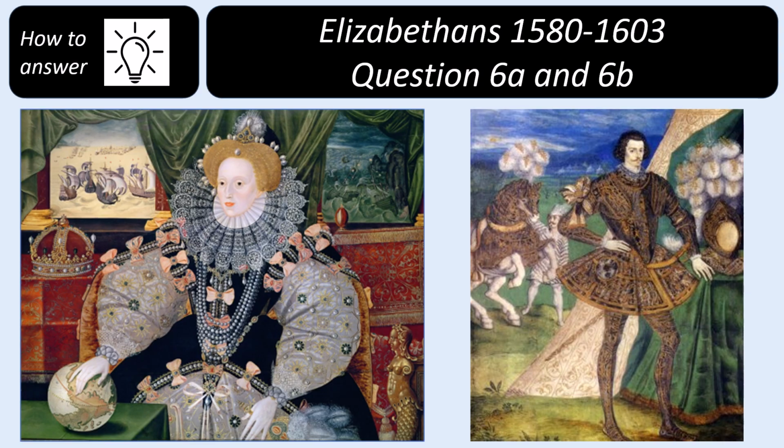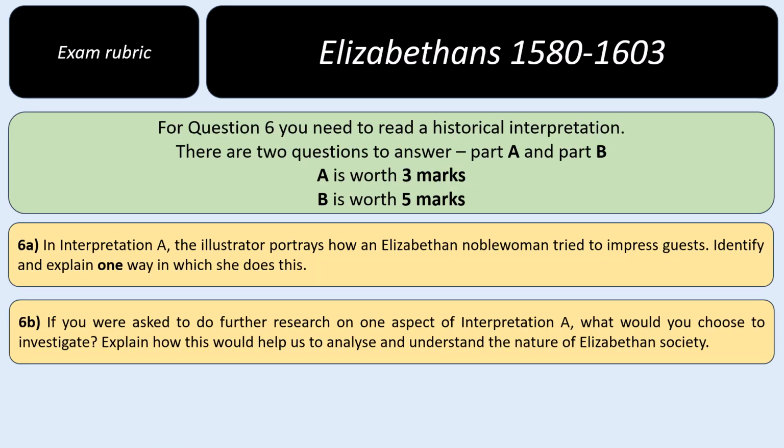So we're going to start off by looking at question 6A and 6B. It's really important to get your exam technique correct for these two questions. If you can do that, these questions are relatively straightforward. Okay, so for question 6, you need to read a historical interpretation. There's two questions to answer, a part A and a part B.